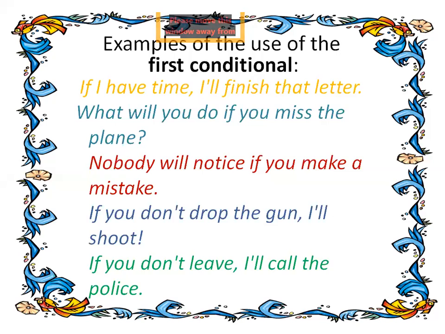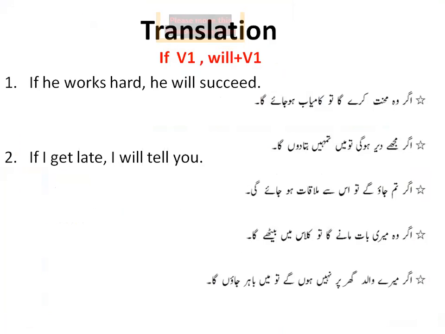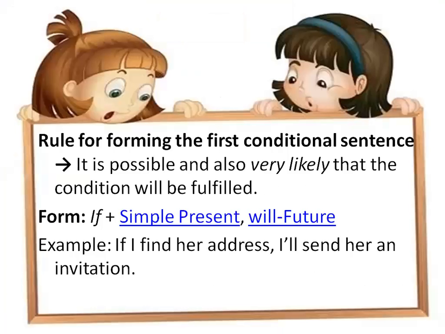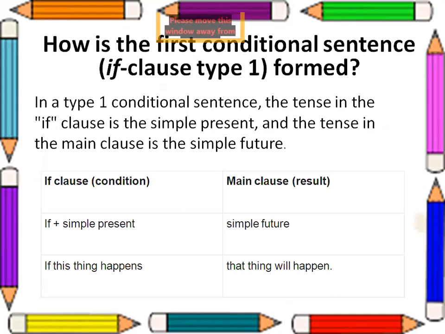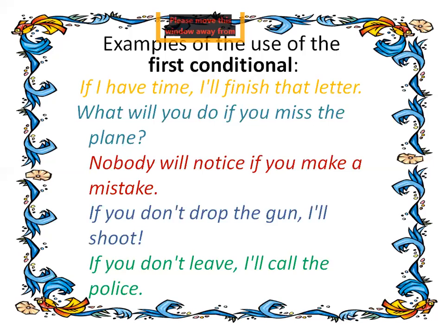लेकिन जब आप उसको इंग्लिश में ट्रांसलेट करेंगे तो द स्ट्रक्चर विल बी: if plus V1, will plus V1, present simple plus future will plus future infinitive. ओके, उसको हम जब इंग्लिश में फॉर्म करेंगे तो वो हमारा प्रेजेंट सिंपल और फ्यूचर सिंपल पे बनेगा. बट उसकी उर्दू में जब आप ट्रांसलेशन में सेंटेंसेस को रीड करेंगे तो दे बोथ विल बी इन द फ्यूचर.